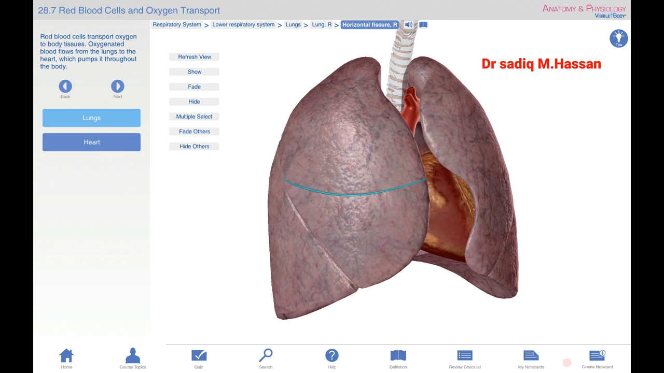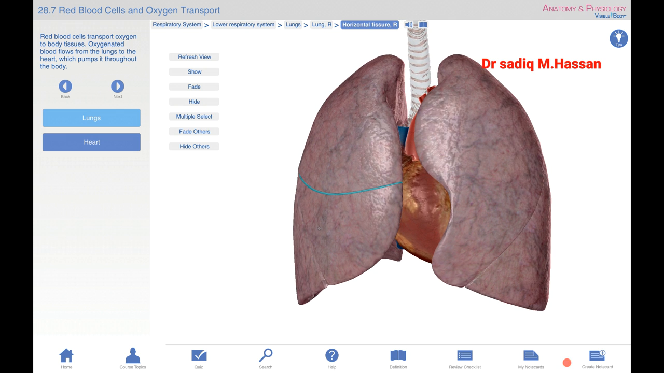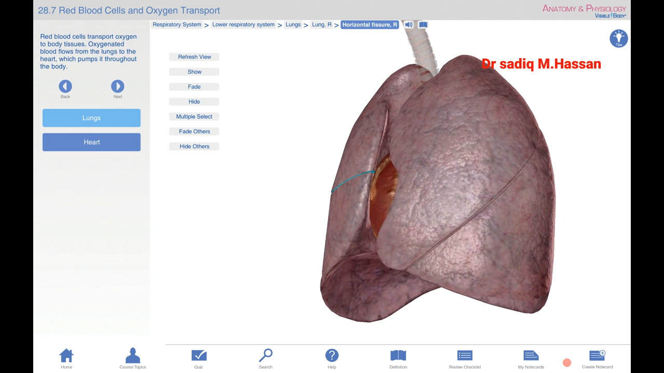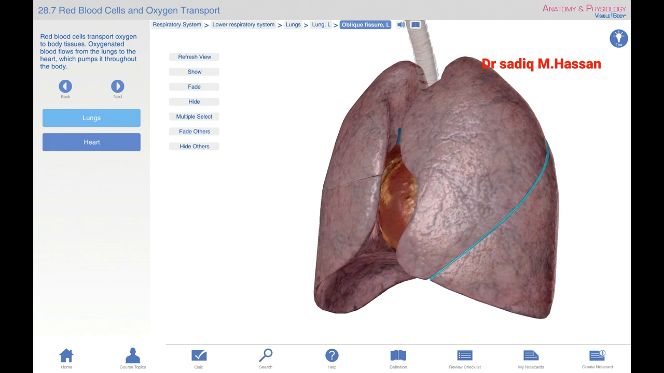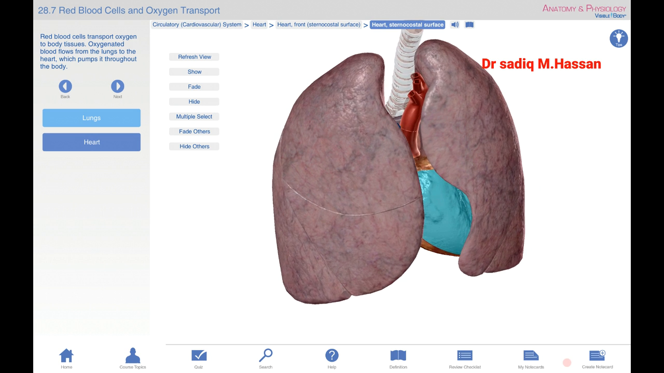This is the horizontal fissure, a groove that divides the superior and middle lobes. And this one is called oblique. So the right side has two fissures, the oblique, which is this one, and the horizontal, which is this one. But the left side has only one, which is oblique, as you see, with the heart in between the two.